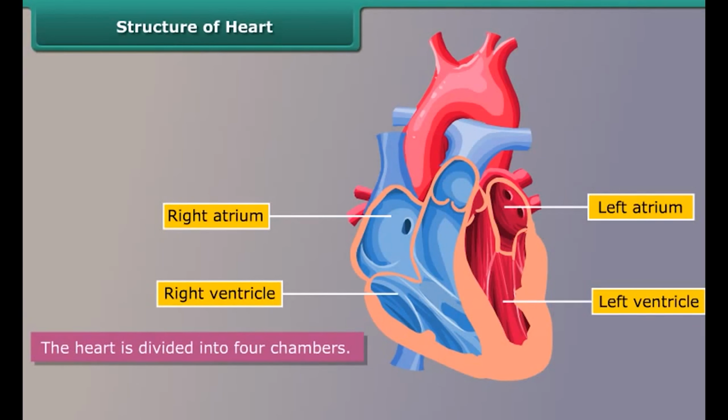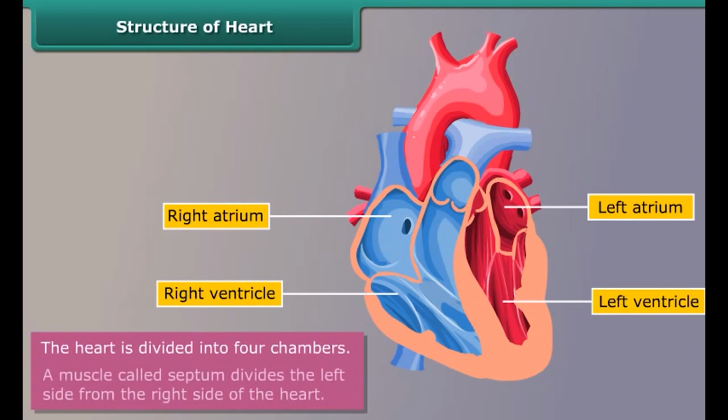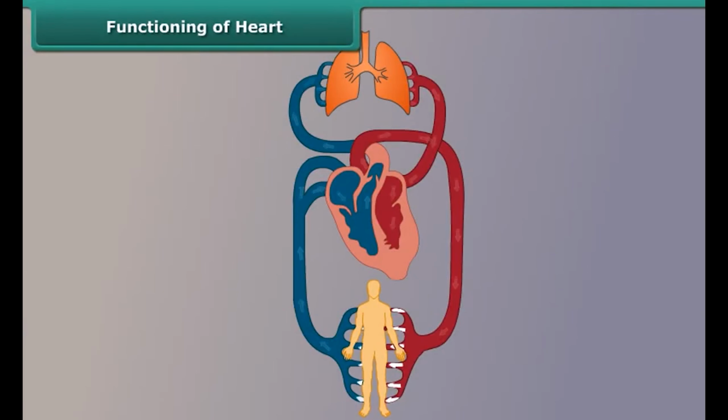The heart is divided into 4 chambers. The 2 chambers at the top are known as the left atrium and the right atrium. The 2 chambers at the bottom are known as the left ventricle and the right ventricle. The muscle called septum divides the left side from the right side of the heart. The right side of the heart pumps deoxygenated blood received from the other parts of the body into the lungs for purification. The left side of the heart pumps oxygenated blood received from the lungs to the rest of the body.